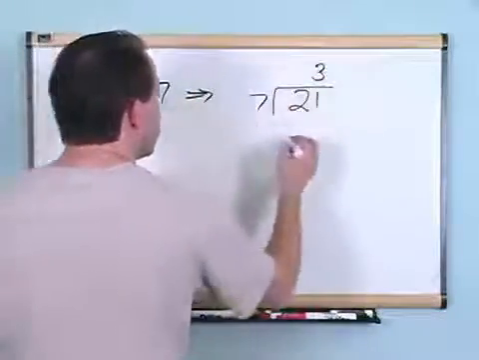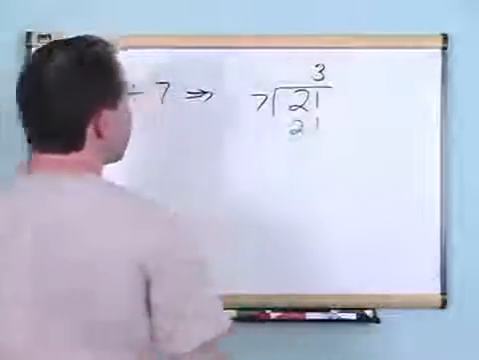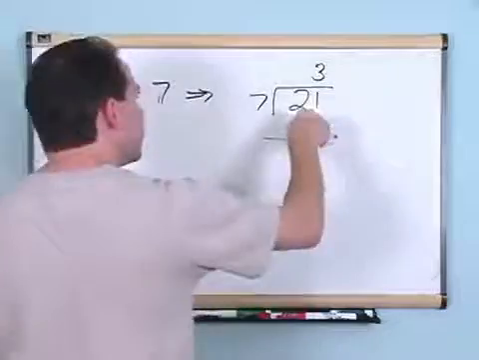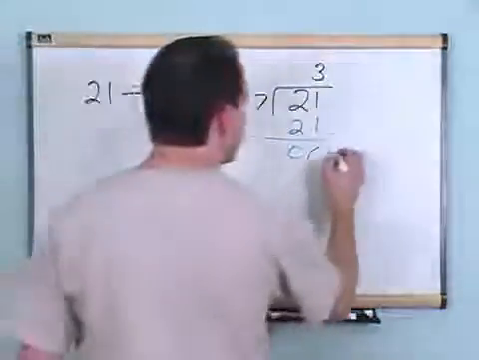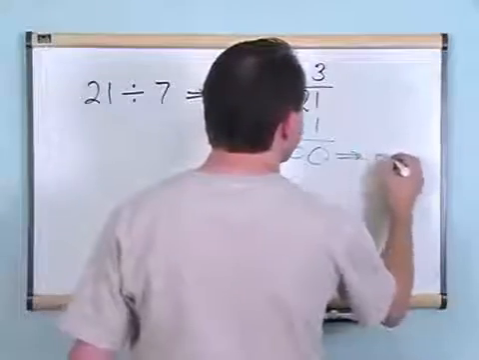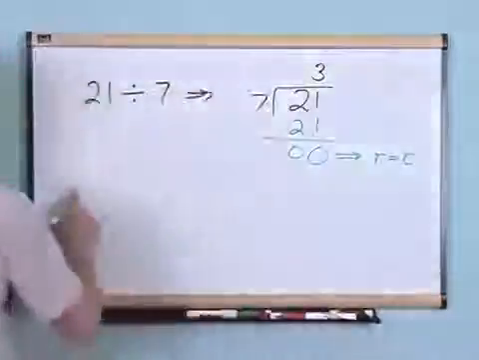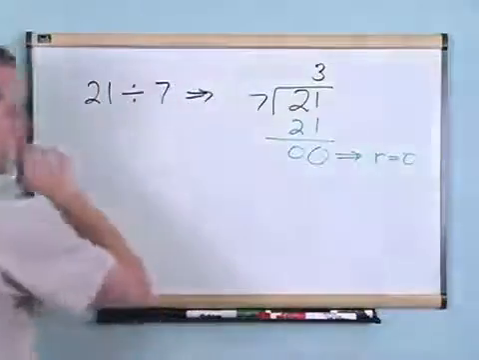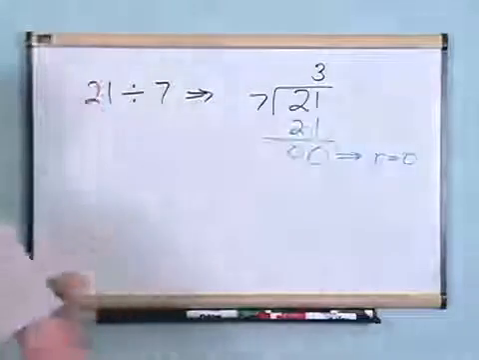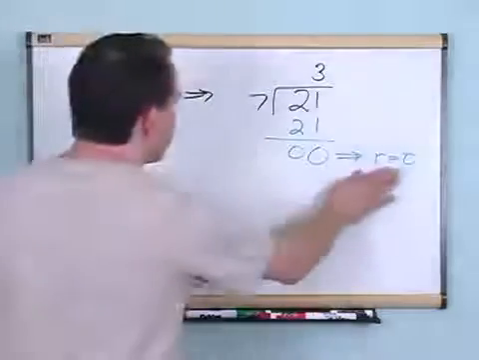3 times 7 is going to give us 21, and I'm going to write it down here. 21 minus 21 gives us 0. So there's a big fat 0. What this means is the remainder is 0. So if I were to write 21 circles out and divide by 7, I would have 3 groups there, and there would be no balls left over because I'm able to divide evenly. There's no remainder.